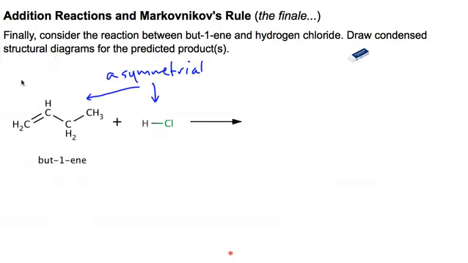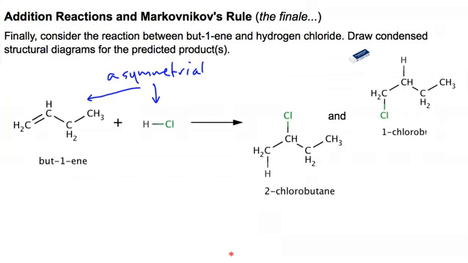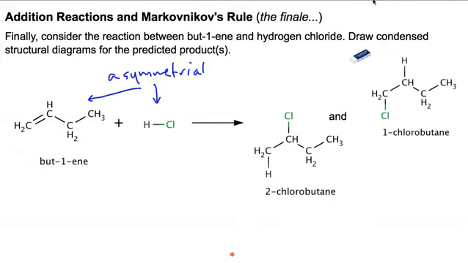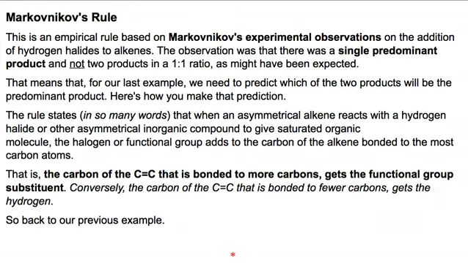If we look at the possible products, in this case, we have two possible products. And there they are. 2-chlorobutane, where the chlorine from HCl attaches to carbon 2 of but-1-ene, and 1-chlorobutane, where the chlorine of HCl attaches to carbon 1 of the but-1-ene. So in this case, with both reactants being asymmetrical, we have two possible products. So this brings us to Markovnikov's rule.